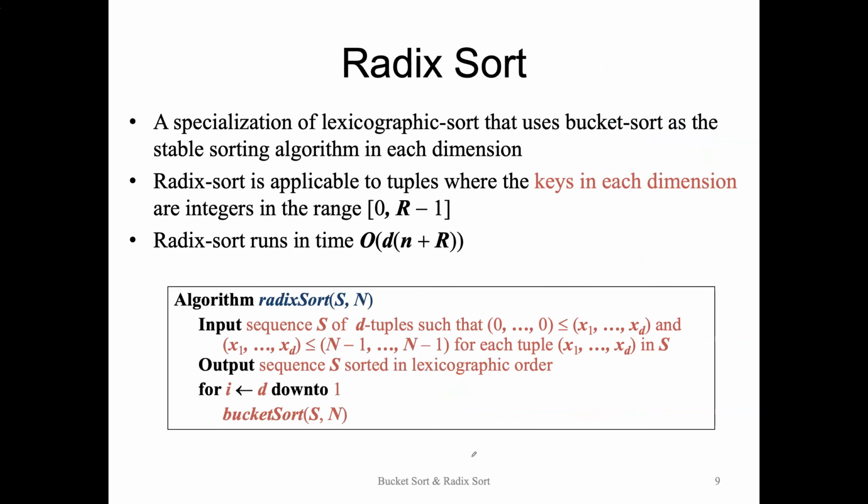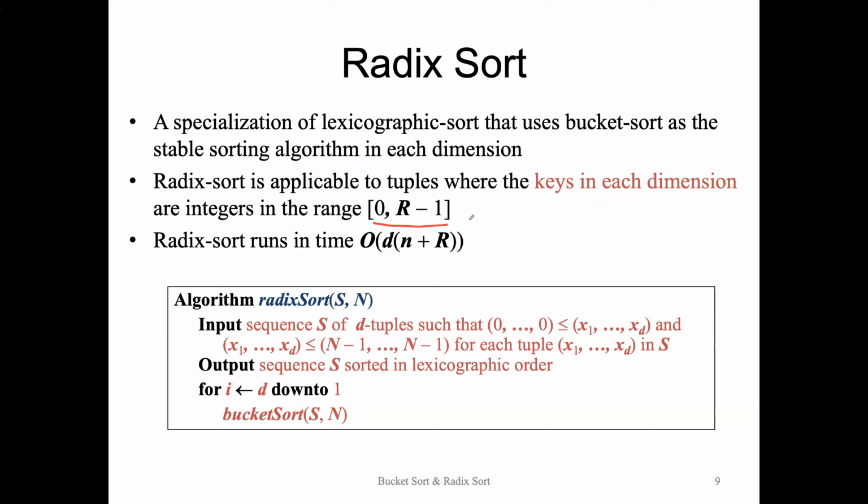And this is basically what radix sort does. Remember that bucket sort is a stable sort. Bucket sort works on n elements, with one key to work with. That key is in the range of 0 to r minus 1.